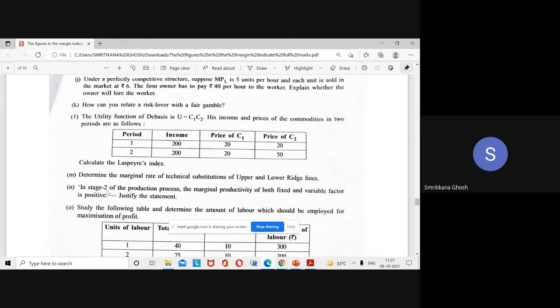In stage 2 of the production process, the marginal productivity of both fixed and variable factor is positive. Obviously, fixed factor is not an important issue here because it's fixed. So marginal productivity of the fixed factor is 0. And for the variable factor, it is definitely positive. Otherwise, it will not be the stage 2.